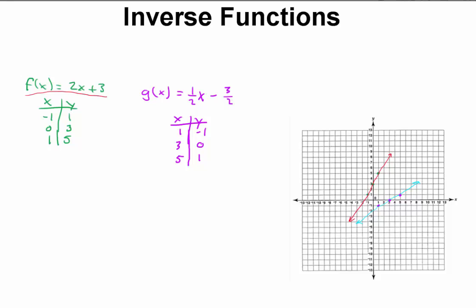And hopefully there's two relationships I want to point out. The first one being this, that if you look at the tables, you notice that I chose the inputs for the second function based on my outputs. And what you see here is that my outputs for the second function were the same as my inputs for the first function. So in other words, to put it simply, the x and y coordinates have been reversed.